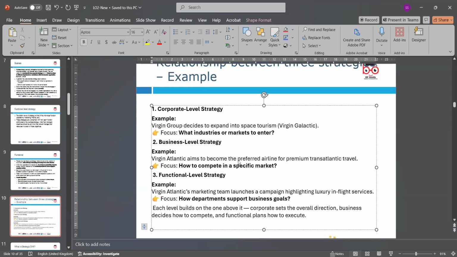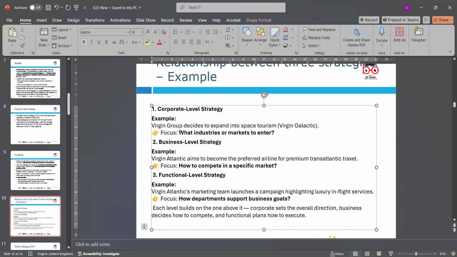Function level strategy: now they are going to support this action of the business level strategy. I told you that every department is going to support achieving this business level strategy. So the marketing team launches a campaign highlighting luxury in-flight services, because they are going to introduce the differentiation or high-priced airline. On this level, they focus on how departments support business goals.